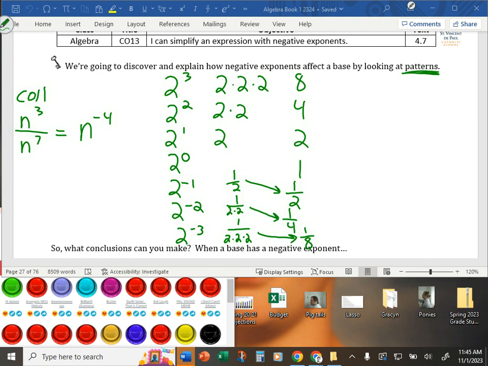So looking back to what I started this with, that n cubed over n to the 7th, what I would ask when we did CO11, I would say, where are there more n's and how many more? And you'd say there are 4 more n's in the denominator, right? So the answer to this is actually 1 over n to the positive 4th. If you took 3 minus 7 to get negative 4, which is right, because that's what the rule is, subtract the powers, that negative 4 is where in the fraction right now?